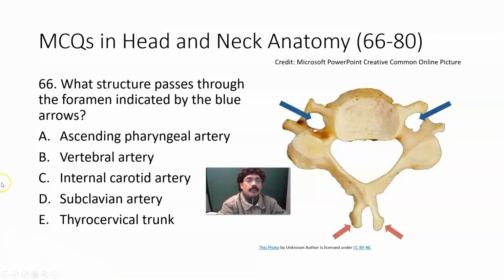Number 66. What structure passes through the foramen indicated by the blue arrow? We have two foramina here, and the structure that goes through each foramen is the vertebral artery. The answer is B.